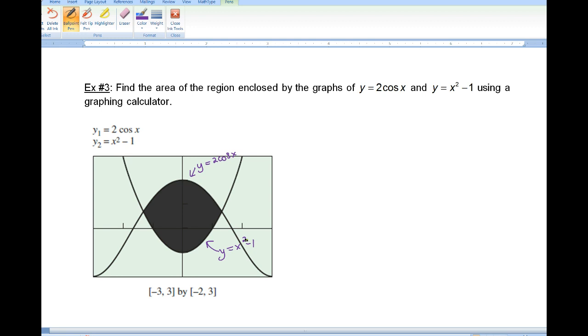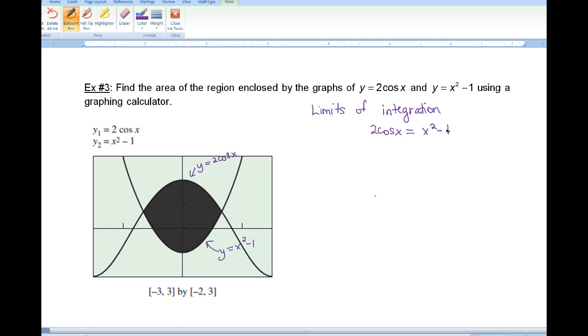Okay, next thing we need to find out, what are the bounds? What are the limits of integration? So we set them equal to each other. We have 2 cos x equals x squared minus 1. Is that what it's called in integration, a bound? Yeah. So 2 cosine x is equal to x squared minus 1. Now, this is not solvable using algebra.